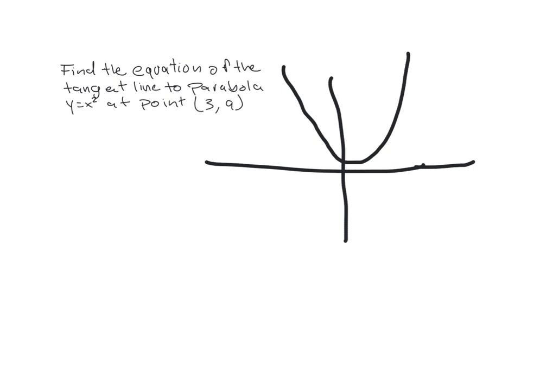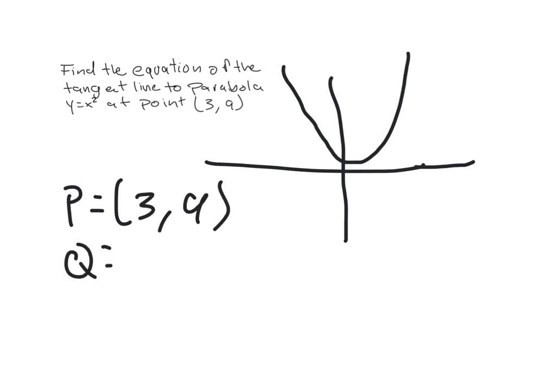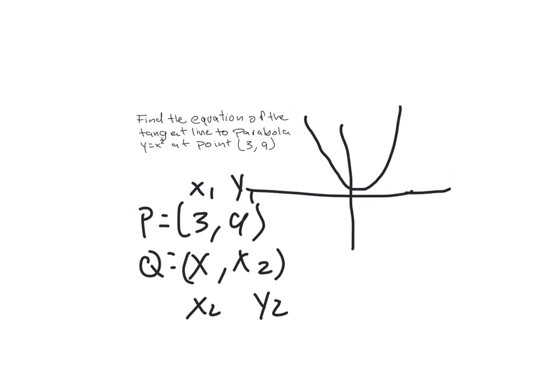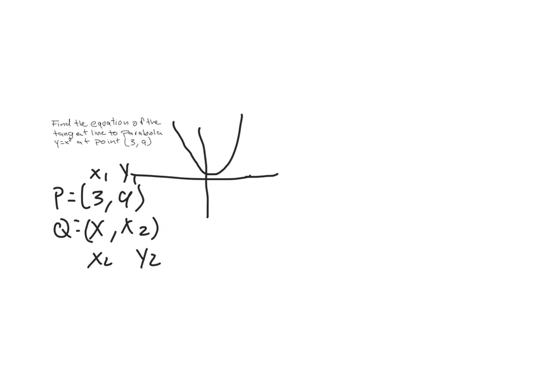And then I would find the points: P equals (3, 9) and Q equals (x, x squared). This is my x1, this is my y1, this is my x2, and this is my y2. That will be important later on in the video. So my P will be somewhere around here.